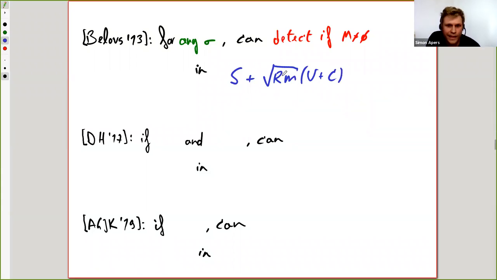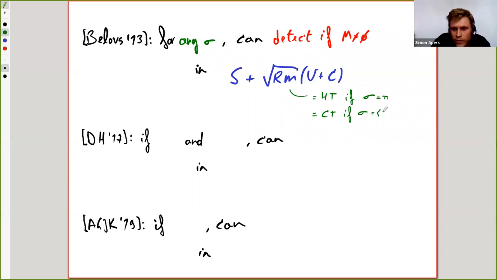R is the effective resistance between this initial distribution sigma and M. I'm not going to define this exactly, but I'll note for instance that this thing equals the hitting time from sigma to M if sigma equals pi. So he basically recovers Szegedy's result, but it equals the commute time if sigma is a single node. If you start from a single node, then this quantity equals the commute time, which is basically the expected time to go from this node to M and back to the node. So it's at least the hitting time. Okay, so that's what he proved.